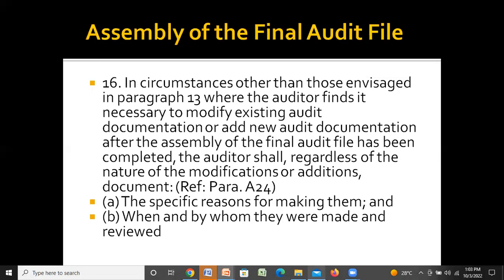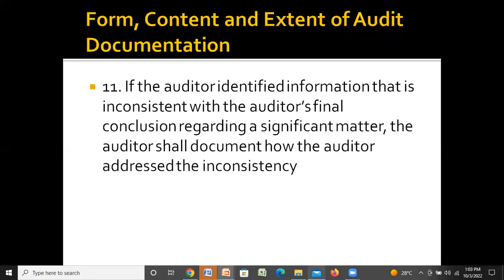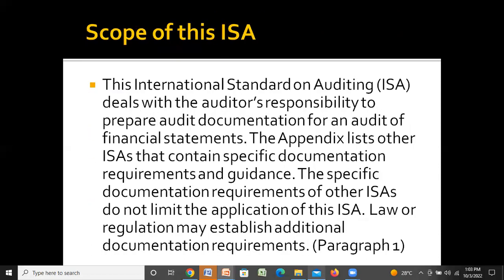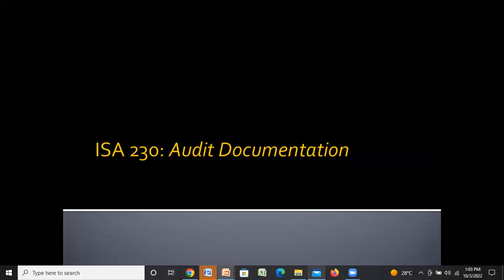Ladies and gentlemen, this is the end of this presentation on the standard ISA 230, Audit Documentation.